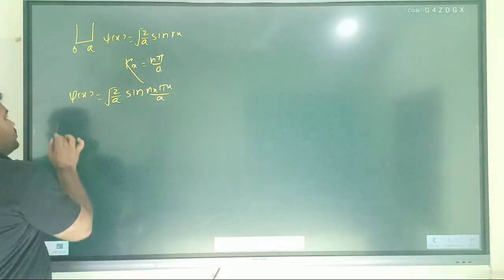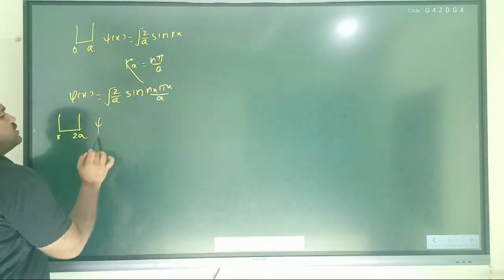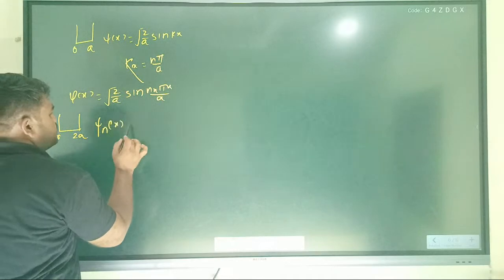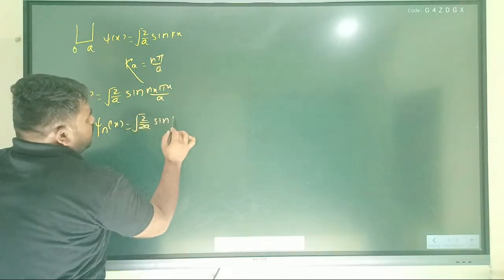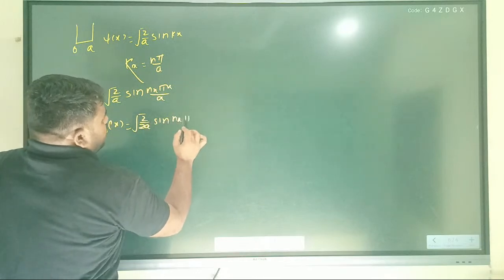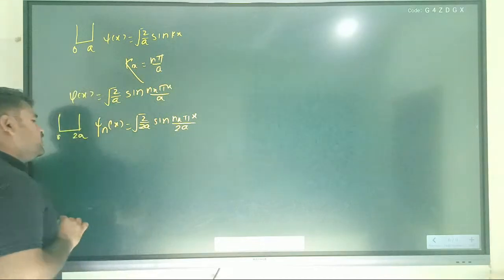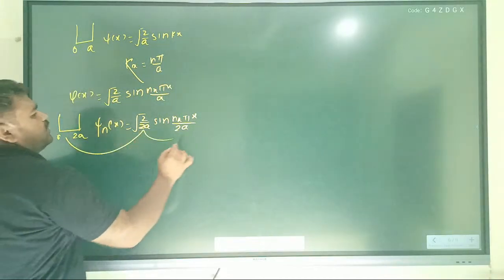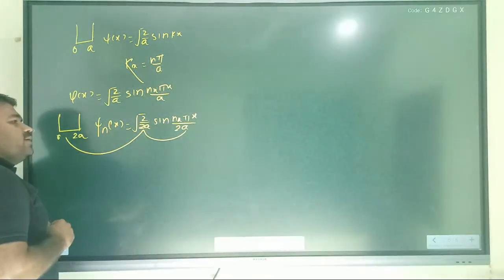Clear? Now suppose the width of the box is 2a, means 0 to 2a. Then what is psi of x? Psi of x is equal to root 2 upon 2a into sin n pi x upon how much? 2a. Means whatever the width is here, just substitute here and here. Clear? Now, what n values are allowed in this case?